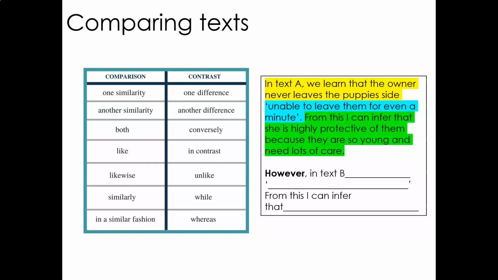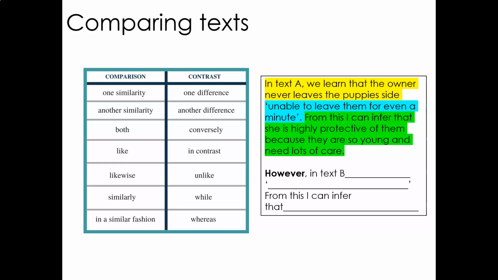So now let's have a look at the right-hand side. You can see I've started to write an answer that compares text A with text B. What I've done is followed a certain approach here. I've made a statement about text A. So in text A, we learn that the owner never leaves the puppy's side. I've used a quotation from the text that supports this statement, quote, unable to leave them for even a minute. And then finally, I've written a sentence that makes an inference. From this, I can infer that she, this is Becky, the owner, is highly protective of the puppies because they are so young and need lots of care.